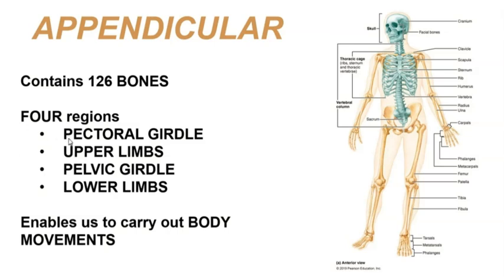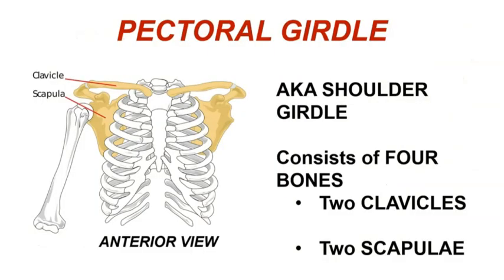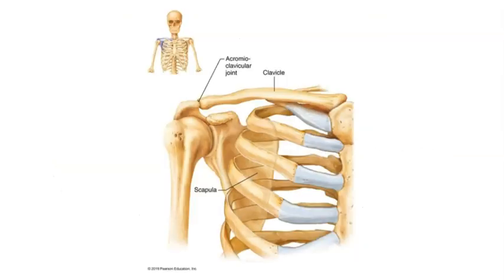We'll look at the 4 regions of the appendicular skeleton in the order that you see in the list here. So we'll start with the pectoral girdle. The pectoral girdle, which is also known as the shoulder girdle, consists of a total of 4 bones, 2 on each side of the skeleton. We have the 2 clavicles, which are the anterior bones of the pectoral girdle, and the 2 scapulae, which are the posterior bones of the pectoral girdle.